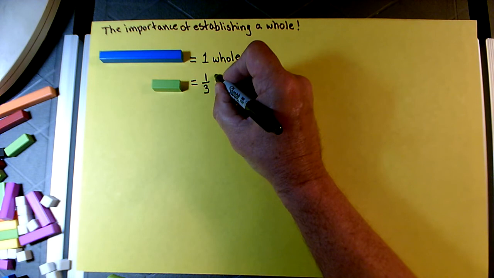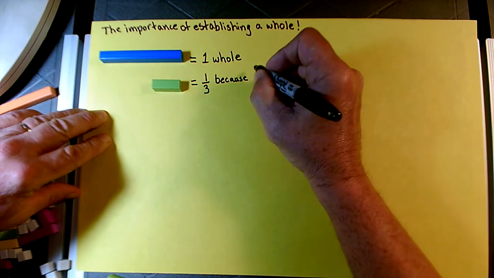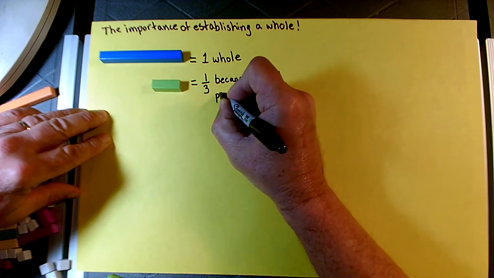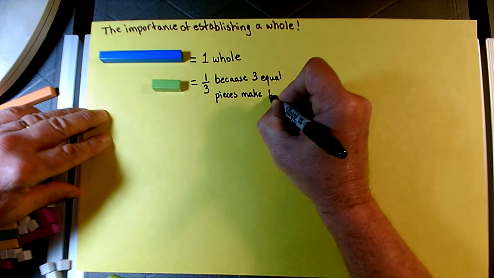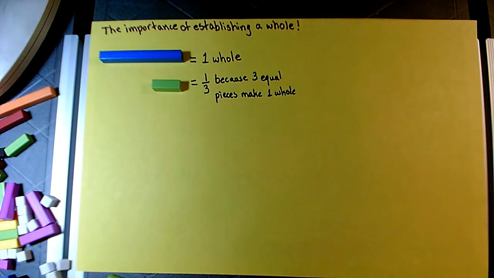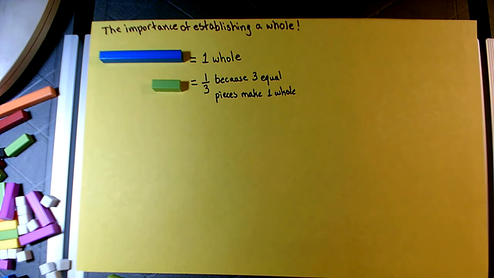Now here's an important thing I want to say: 3 equal pieces make one whole. Now, why is that so critical? Well, it's critical to write that sentence because you want students to be able to refer to that language specifically. It's very precise language, and this is about developing their cognitive language or their conceptual understanding through language.